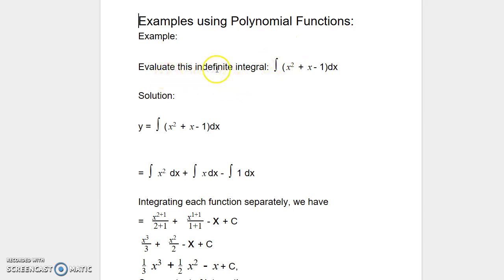Let us say we want to evaluate this indefinite integral, x squared plus x minus 1 dx. This is a polynomial function in x. So when we have a polynomial function of this kind, we can integrate each one of these functions separately as shown here: integral x squared dx plus integral x dx minus integral 1 dx. Since we know the rules of integration, we're going to apply those integration rules to simplify this particular problem.